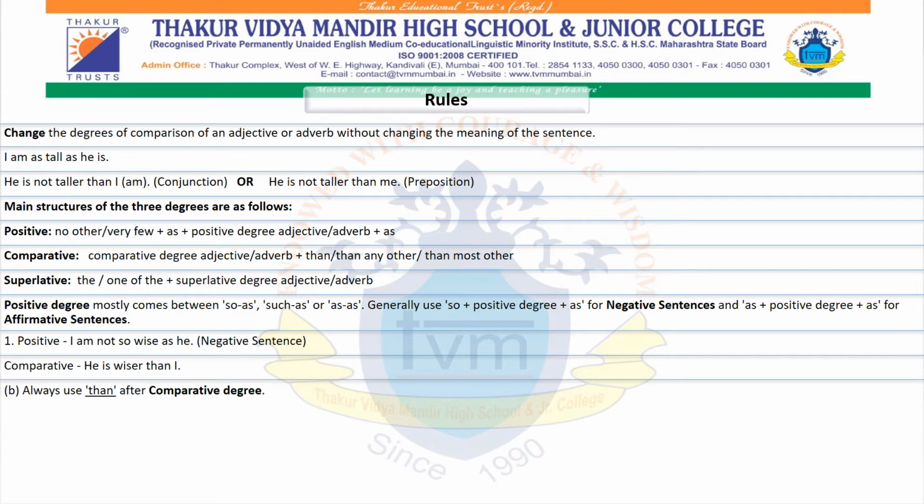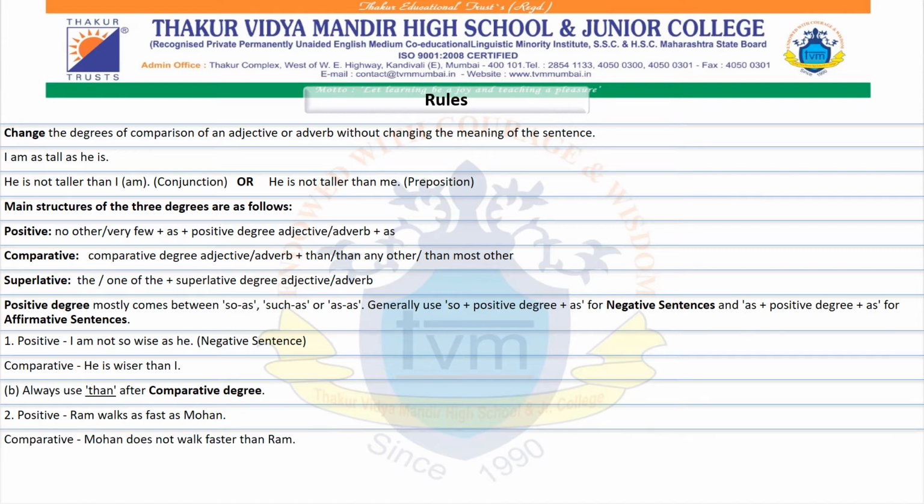Always use than after comparative degree. Positive: Ram walks as fast as Mohan. So here is the second example of positive degree, that is with the structure as and as. The previous was with so and as. Comparative: Mohan does not walk faster than Ram.